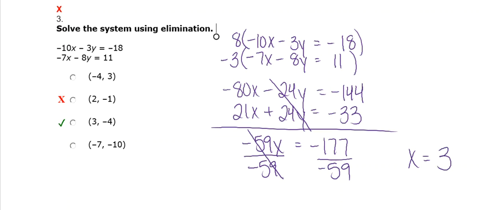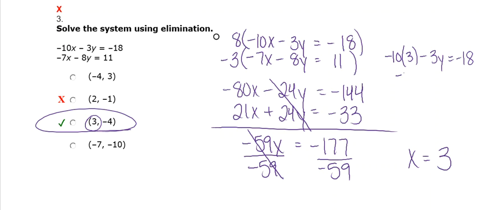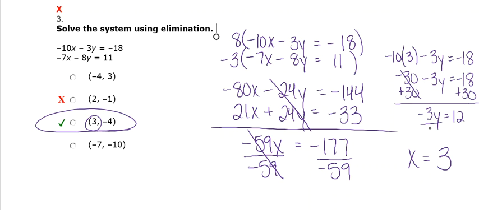and x equals 3. So when I go over to my answers, I can see there's only one ordered pair that has a 3 in the x position, so I know that that's going to be the right answer. If there was more than one, I would have to plug this x back into the original equation and solve it for y. So if you go back to the top equation, negative 10 times 3 minus 3y equals negative 18. So that's negative 30 minus 3y equals negative 18. Add 30 to both sides. Negative 3y equals 12. Divide by negative 3. And you can see we get y equals negative 4.